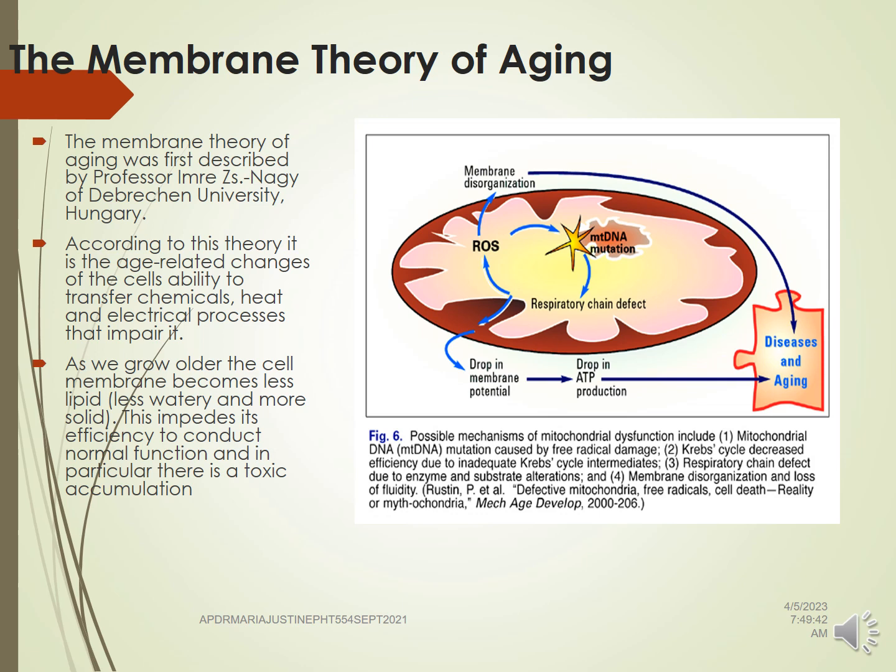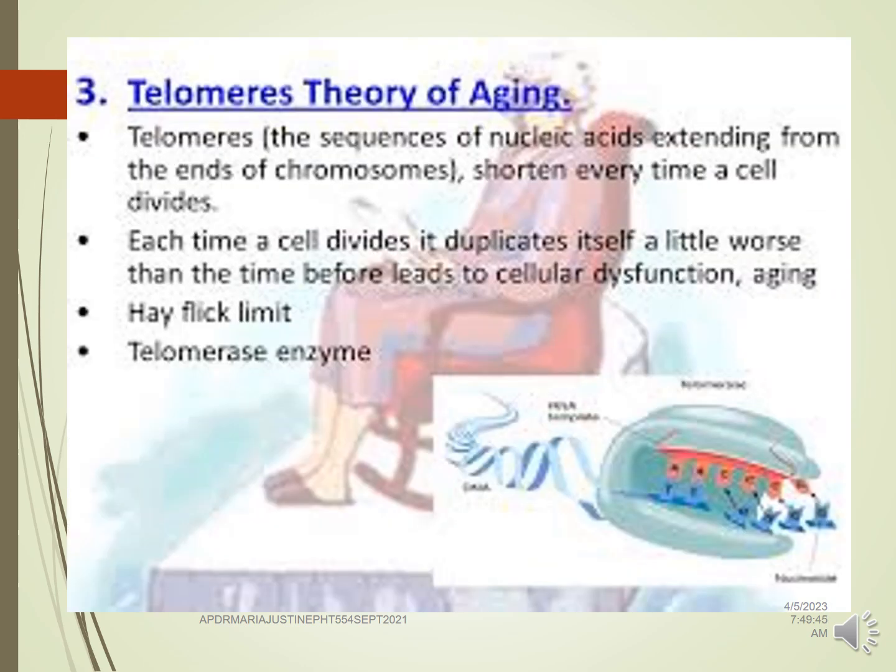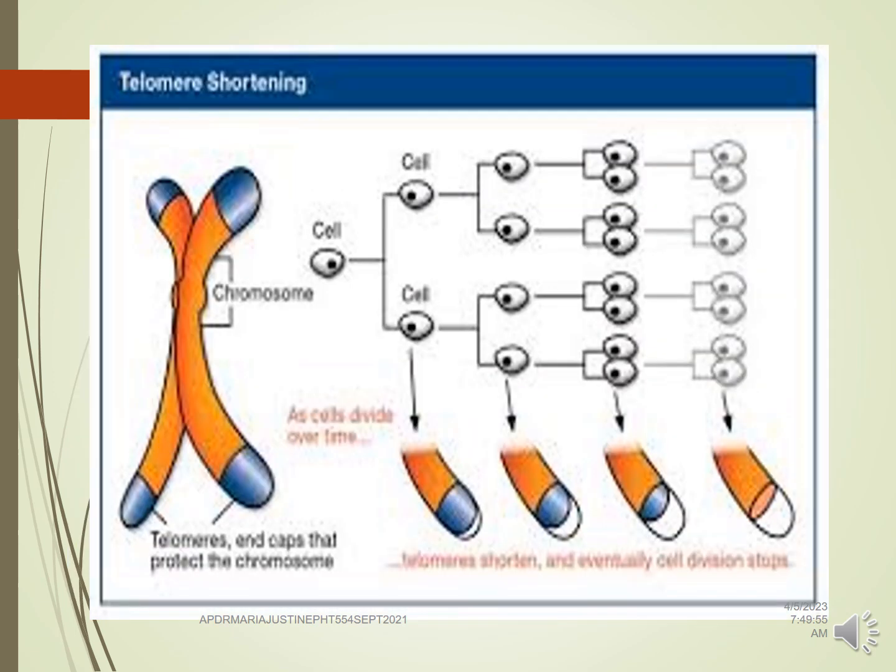Okay, the membrane theory of aging, the telomere theory of aging, this is also interesting to know, the shortening of the telomere. So as the telomeres keep on replicating, they will be shortened every time they replicate. It actually shortens. It takes away some of the genes.